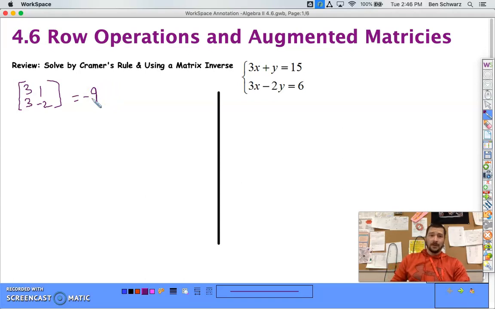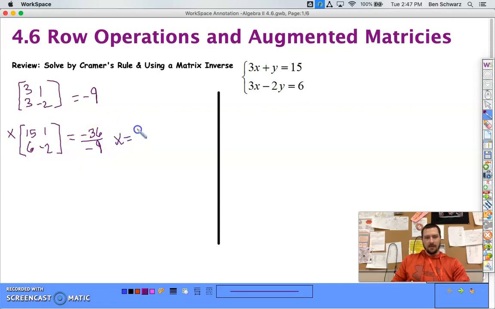Okay? Then what we do is for x, we replace our x's with the constants, 15 and 6. And then we leave these two alone. And find the determinant there. So here we have -30 minus 6. So that's -36, which then we divide by that -9.